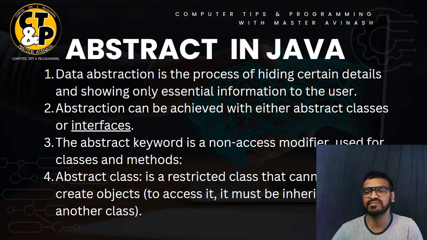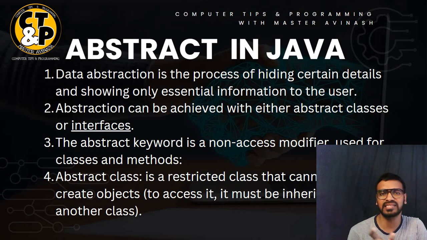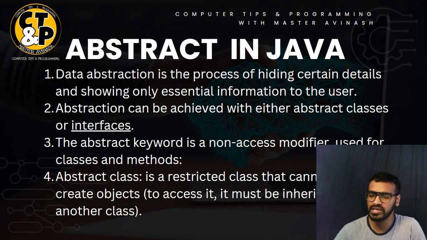So abstraction can be achieved with either an abstract class or an interface. Abstract class and interface are two topics, and both behave the same way, okay? They both are used to abstract the data from the user. And the abstract keyword is a non-access modifier used for classes and methods. To create any abstract class, we use the abstract keyword. We are going to see this through our syntax also, okay?